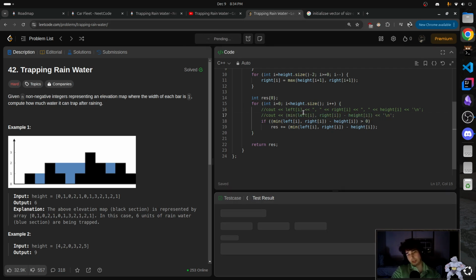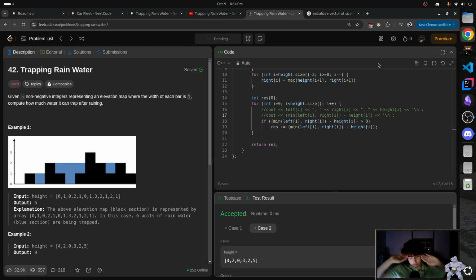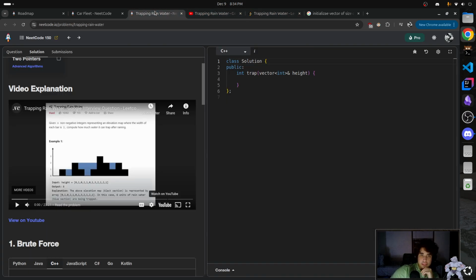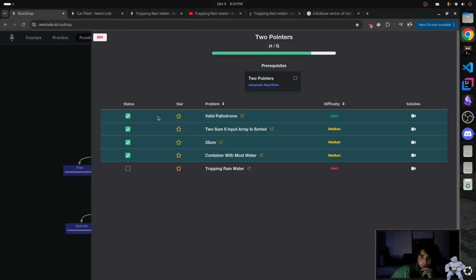I mean, this is not the 2-pointers solution at all, but let's see. Nice, nice, nice. Okay. Honestly, that's good enough for me. I don't want to do this problem anymore.